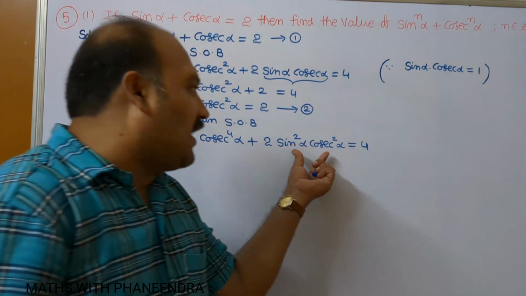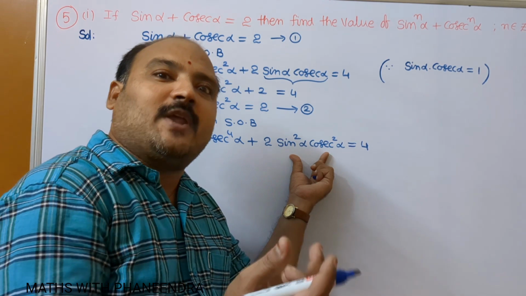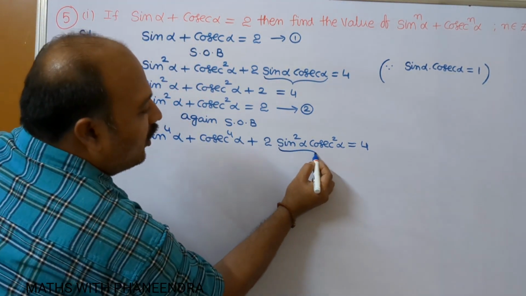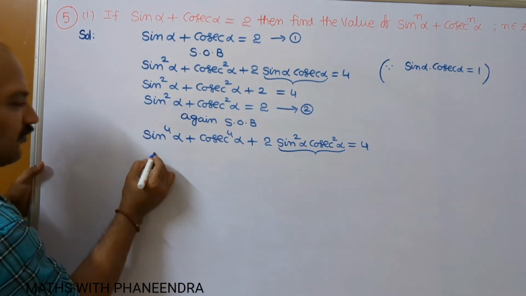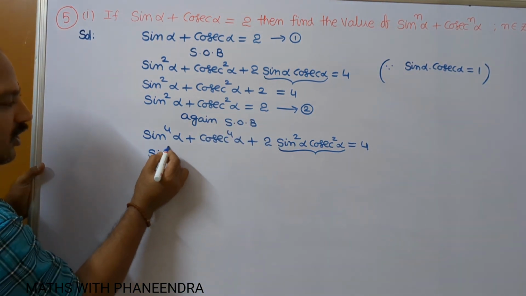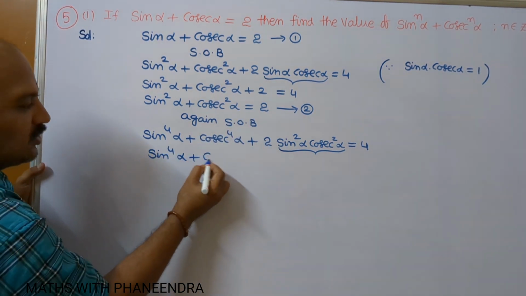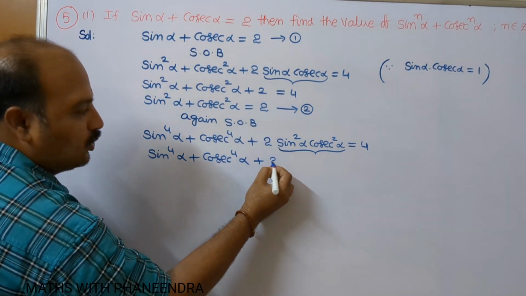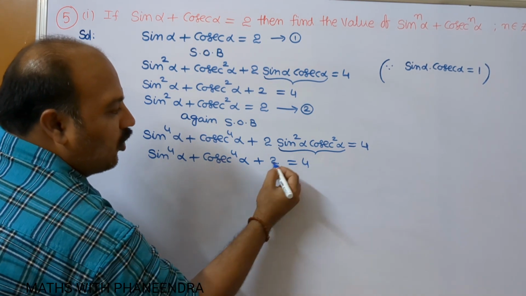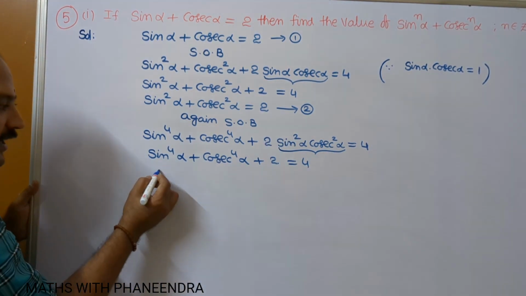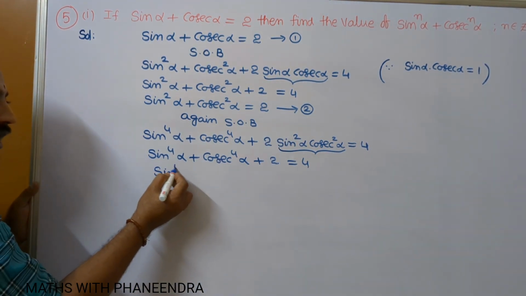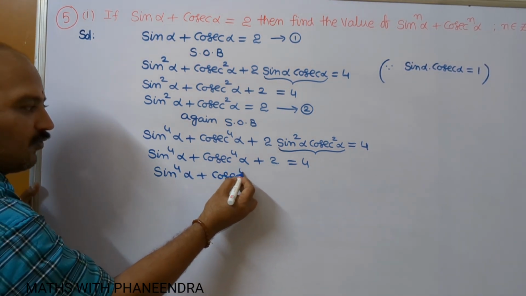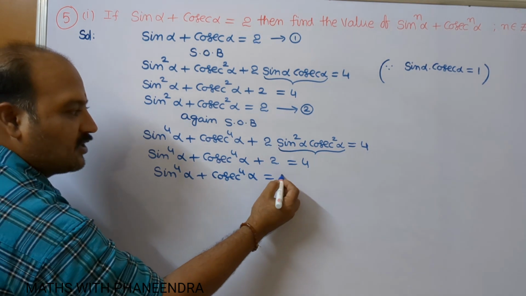Again, sine alpha into cosecant alpha whole square, that value is also 1 only, no? So this value goes to be 1: sine power 4 alpha plus cosecant power 4 alpha plus 2 is equal to 4. Bringing the 2 across with the sign, it comes as sine power 4 alpha plus cosecant power 4 alpha is equal to 4 minus 2, that is 2.